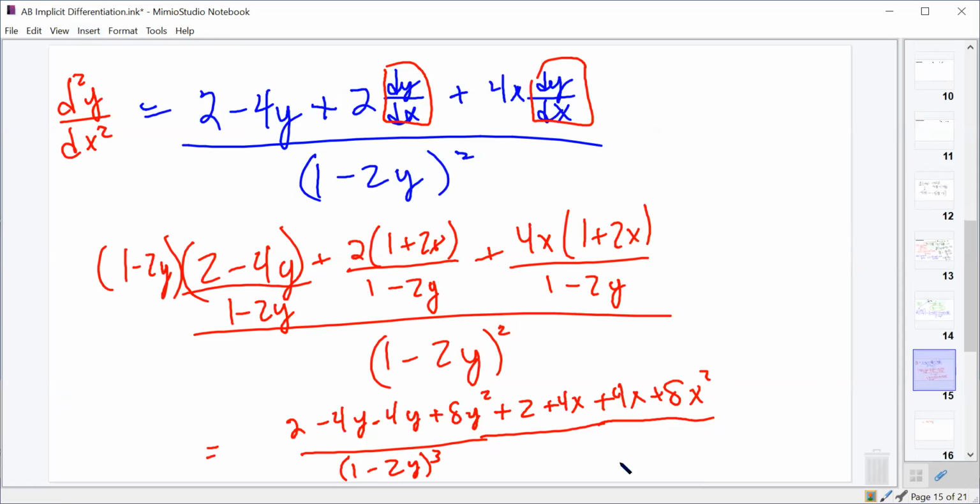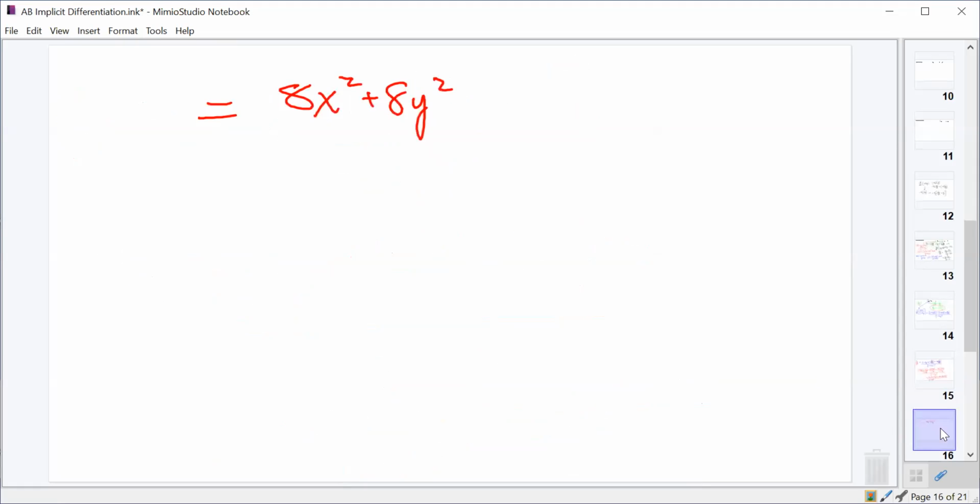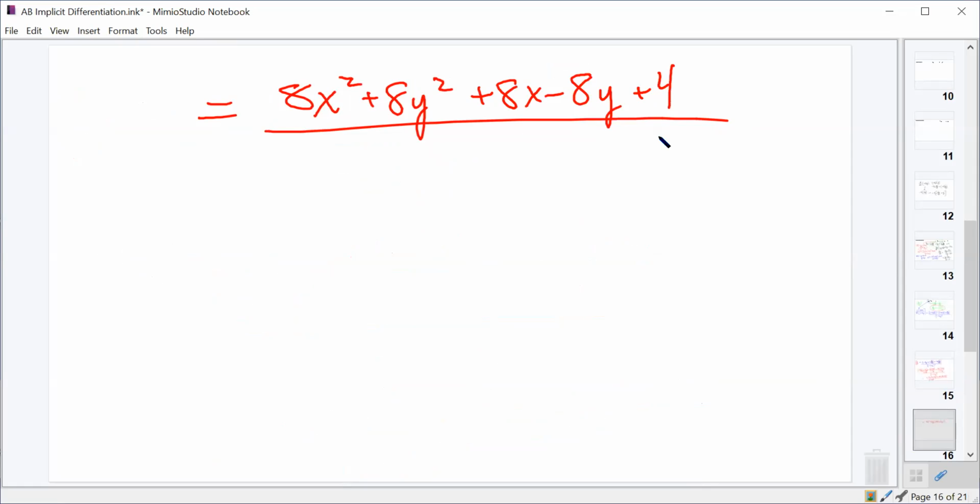What else we got there? We got a plus 8x and a minus 8y. And then a plus 4. All over 1 minus 2y cubed. Everybody good with that or no? Yep. You want to factor a 4 out of the numerator, go for it, but there's no particular reason to do that.